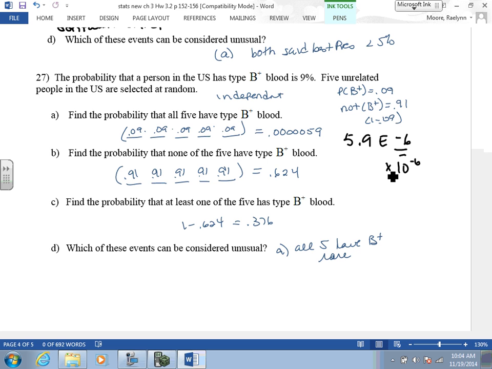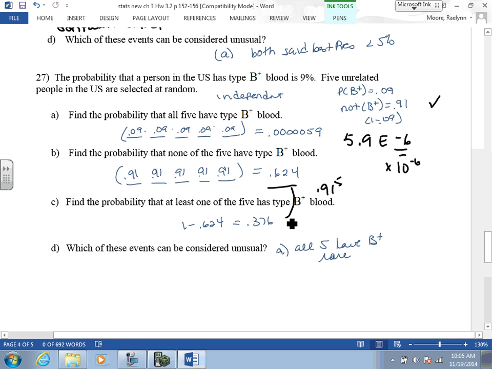Find the probability that none of the 5 have a B positive. Use your complement case for your 0.09 first. And this is your 0.91 to the 5th power. And the probability that at least 1, that means 1, or 2, or 3, or 4, or 5, the only one that it cannot be is none. So subtract the none of these from 1.